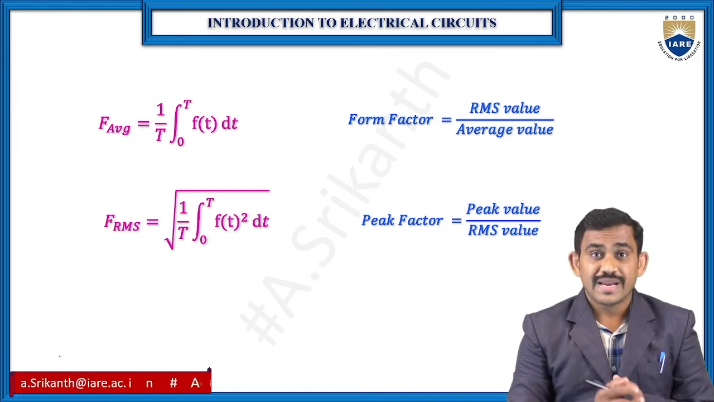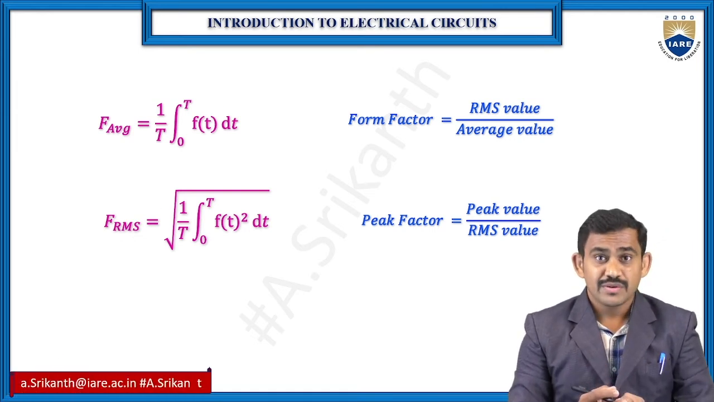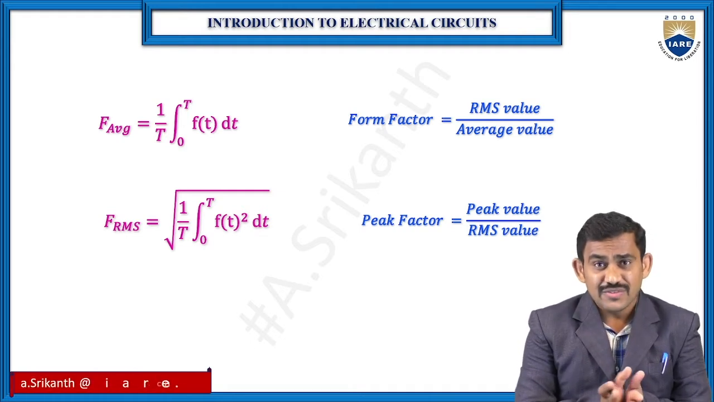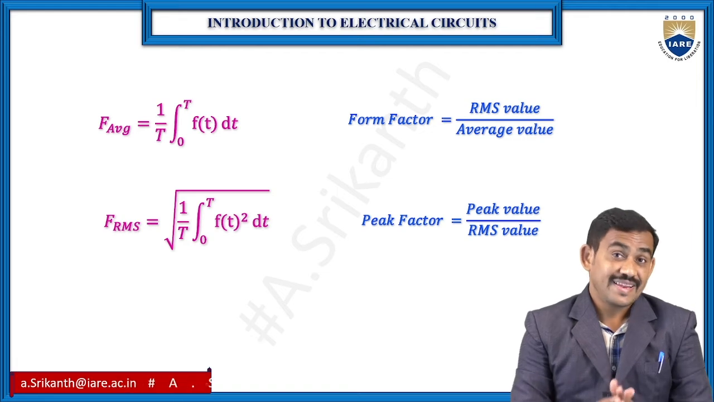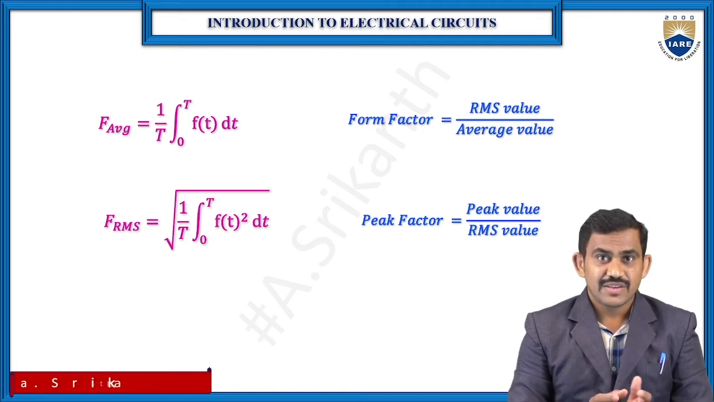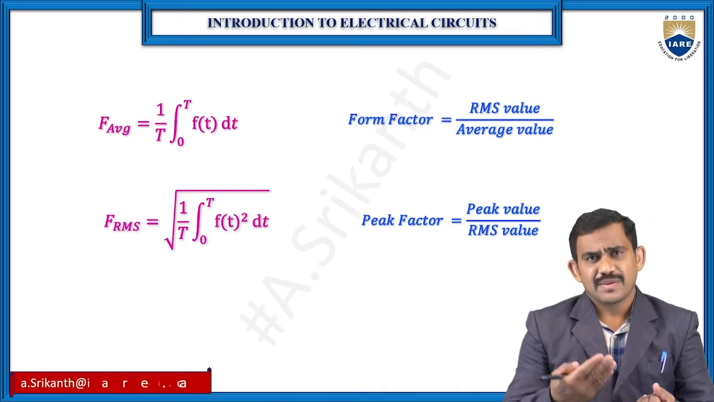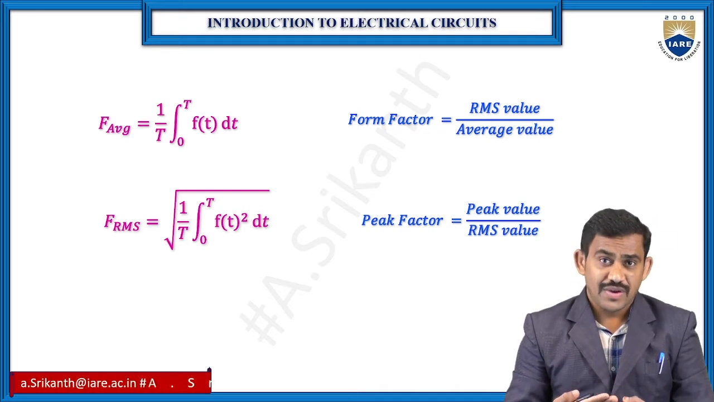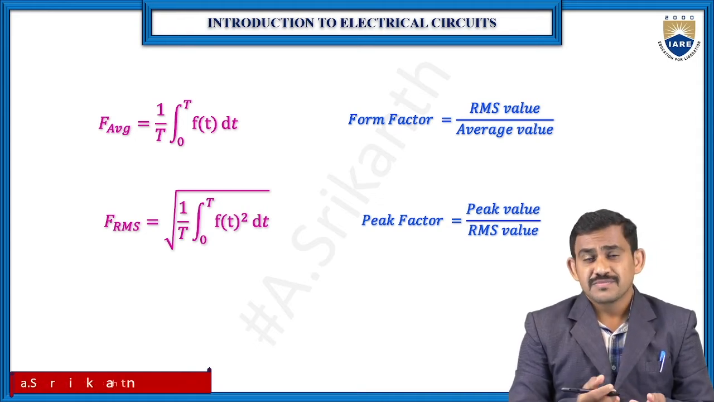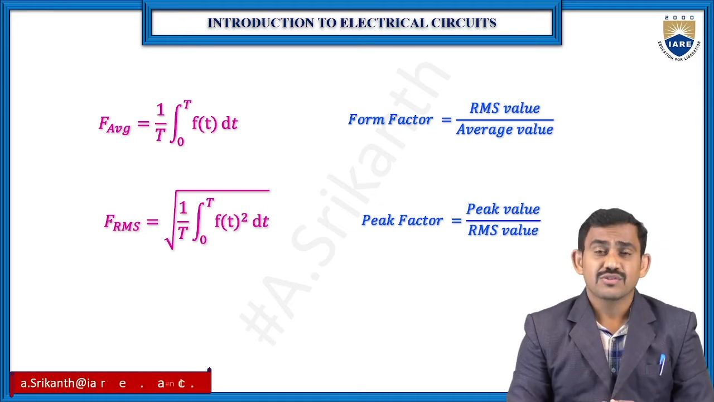Same thing, we have different periodic waves: sine wave, square wave, triangular wave, sawtooth, complex networks. For each periodic wave, I will find out the values: the RMS value, form factor, peak factor, average value. So we have different unknown values.